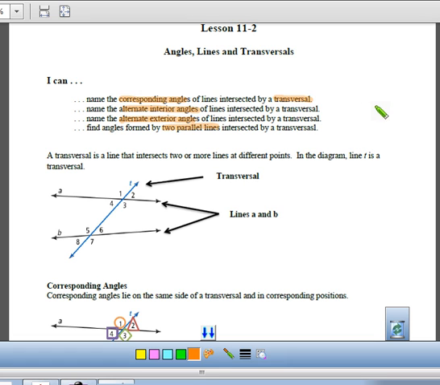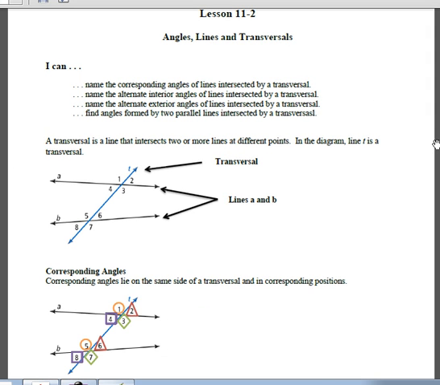Alright, so what is this mystery word transversal? What does it mean? A transversal is a line that intersects 2 or more lines at different points. In the diagram, line T, so notice they labeled it T, is the transversal. So you've got lines A and B, and then the transversal is the line that cuts across both of them. This unit is really big with vocabulary, so we'll be talking about the vocabulary a lot in class.